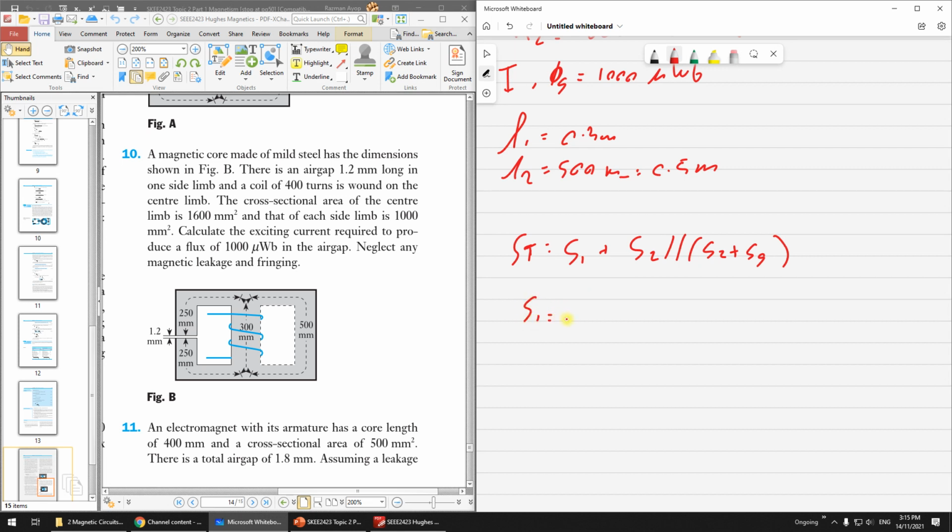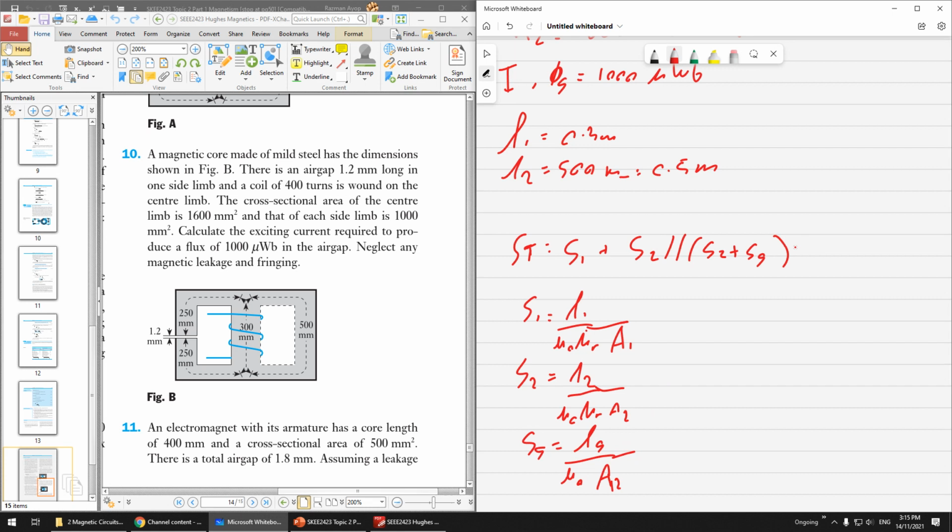So S1 is equal to L1 divided by mu naught mu r A1. Of course, this one also has mu r; you have to check back the book for the mu r. And S2 equals L2 divided by mu naught mu r A2. S gap is equal to L gap, the length of the gap, divided by mu naught A2. Mu r is 1, so just neglect it. Because fringing is neglected, the area at the air gap is the same, A2.